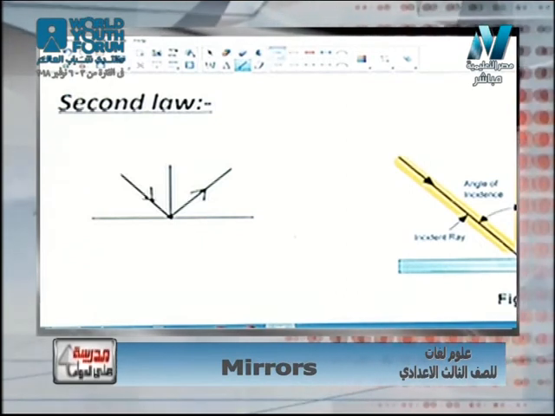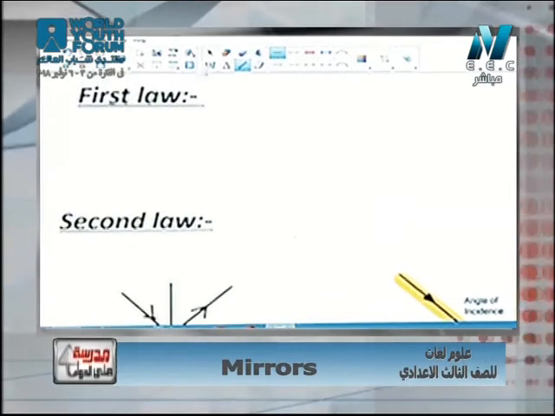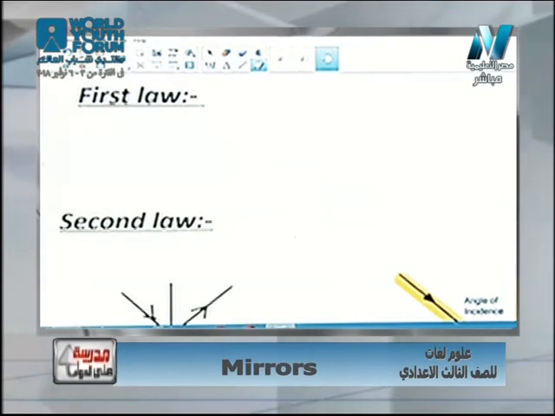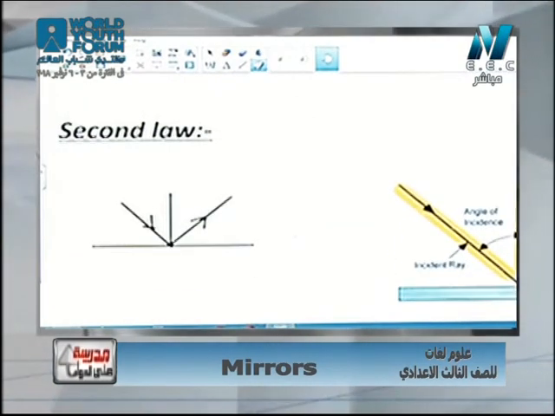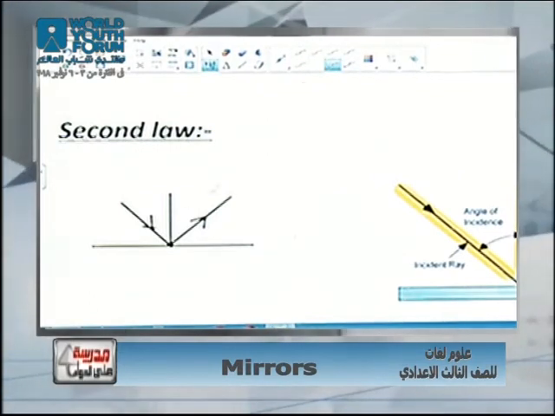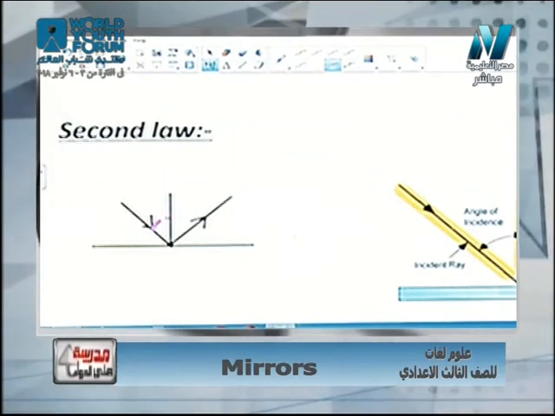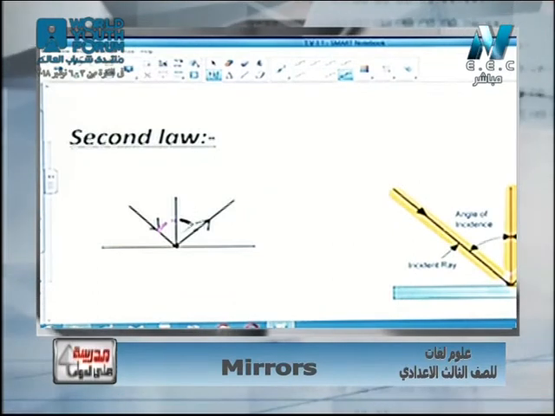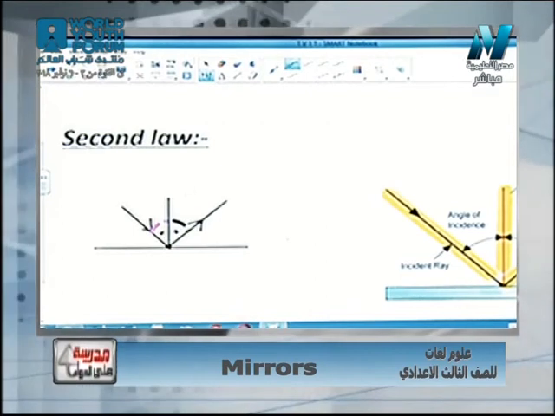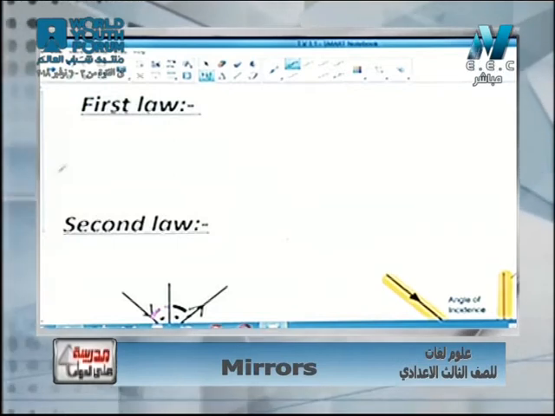So here we have the first law of light reflection. The first law says what? Angle of incidence equals angle of reflection. So the first angle here is called the angle of incidence, and this angle equals the angle on the other side, the angle of reflection. As we studied before in second prep, خدناها قبل كده في تانية اعدادي. The first law of light reflection بيقول ايه؟ Angle of incidence equals angle of reflection.